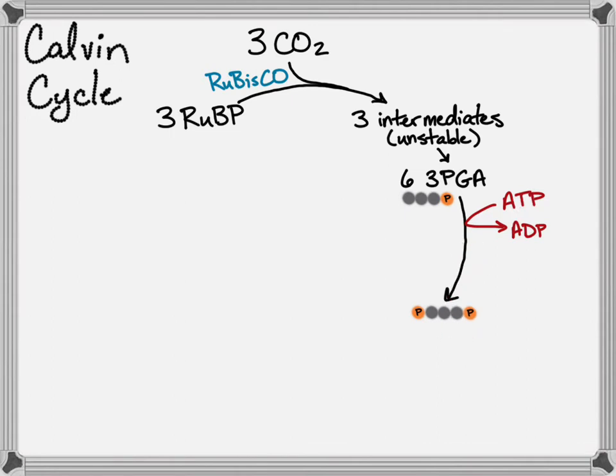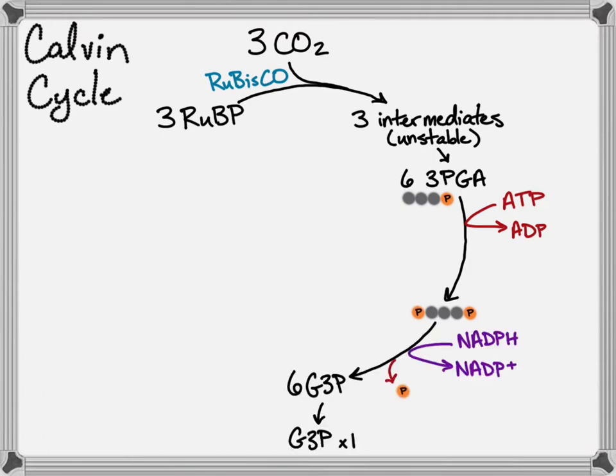And then we're going to, with another transfer of energy, create 6 G3P. And we're using energy from NADPH this time, so we're moving those electrons to the 3-carbon molecule. And we're going to get 6 G3P, and 1 of them is going to leave the cycle. And that's why we had to start with 3 CO2s: 3 carbons in, we allow 3 carbons to leave.